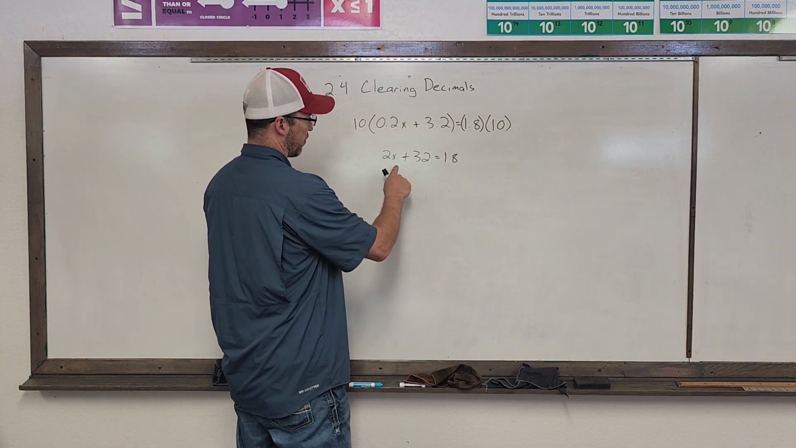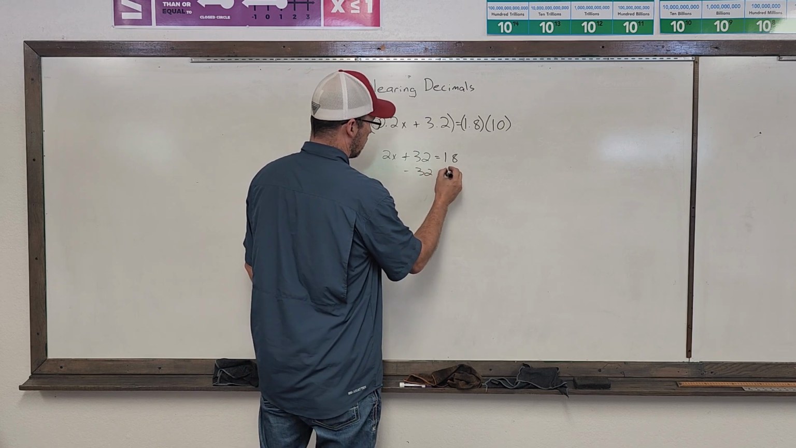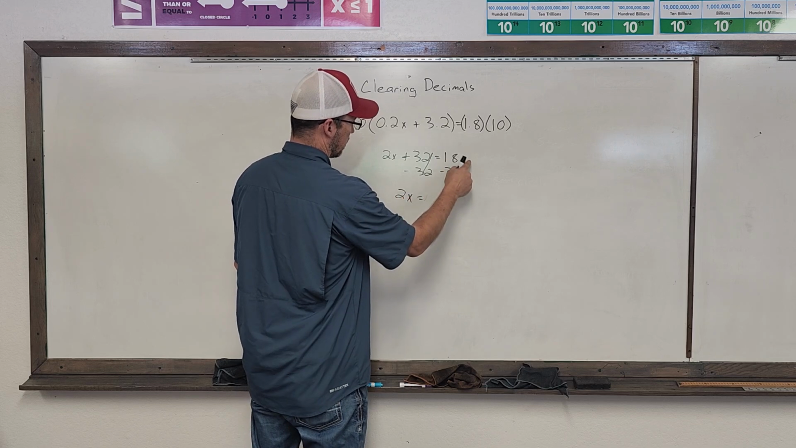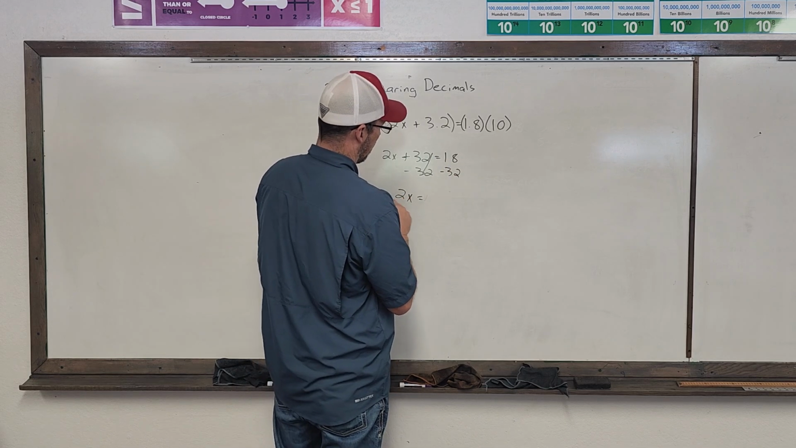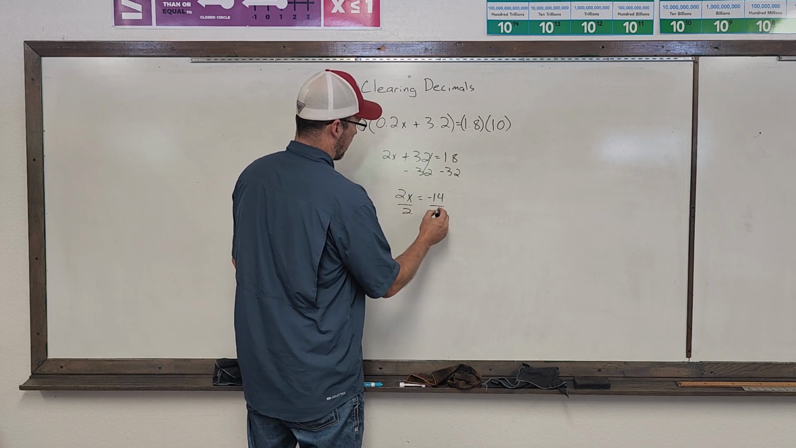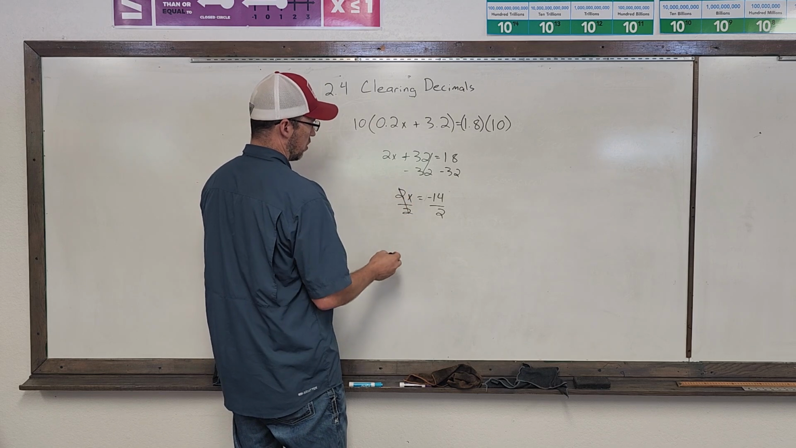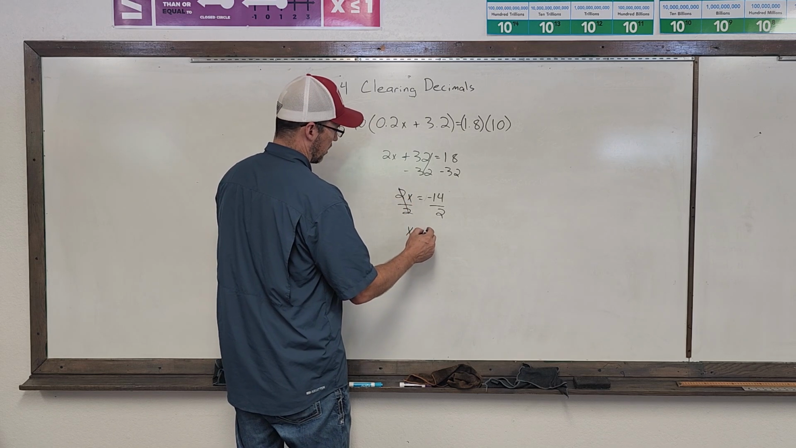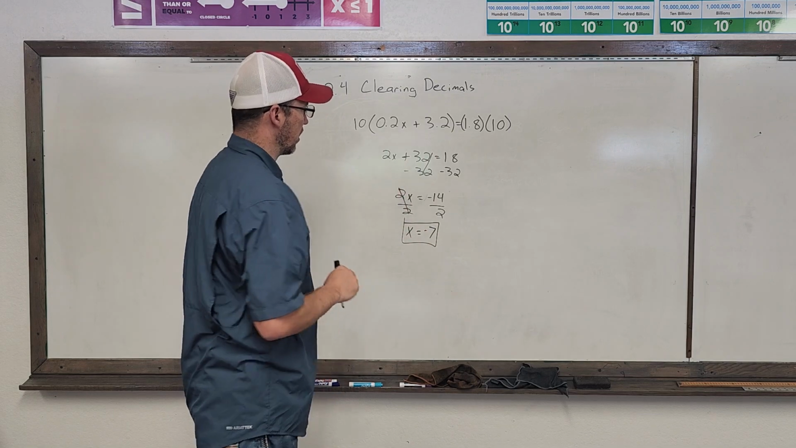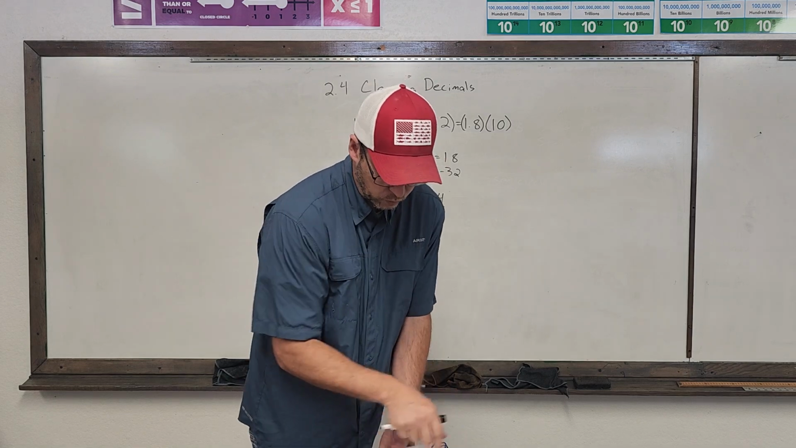Now I'm going to isolate my variable. I need to get rid of my constant first by using the addition property of equality. Subtract 32 from both sides. 18 minus 32 is negative 14. Divide by 2. Multiplication property of equality. X equals negative 7. All right, much easier to deal with this than it was all those decimals to start with. All right, we'll do one more.